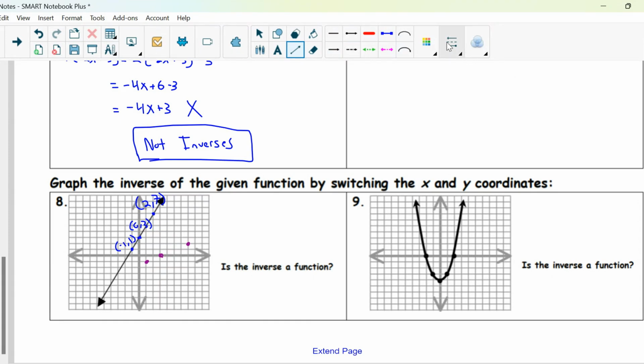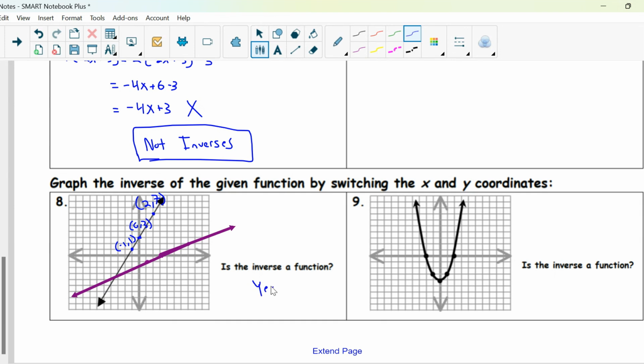Try to use a purple. Okay. So that is my inverse right there. Now, determine whether the inverse is a function. Well, in this case, my inverse, my purple line here, does pass the vertical line test. So, yes, this would be a function.